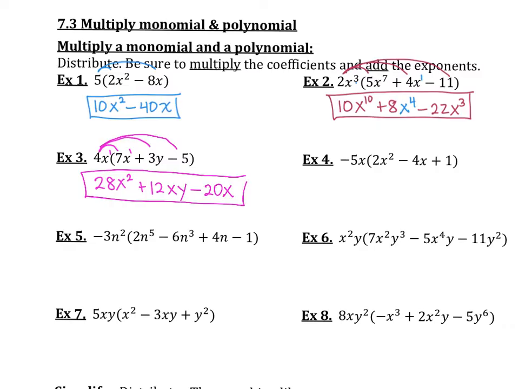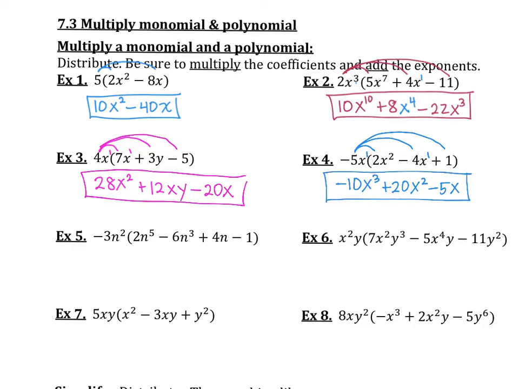Okay, next one, let's try to distribute. Negative 5 times 2 is negative 10. x to the 1 plus 2 gives me x to the third. Okay, negative 5 times minus 4 makes this positive. 5 times 4 is 20. x to the 1 plus another 1, 2. And then negative 5 times 1 is negative 5, and I'll just keep the x on it that I distributed. None of them are like terms. Done.